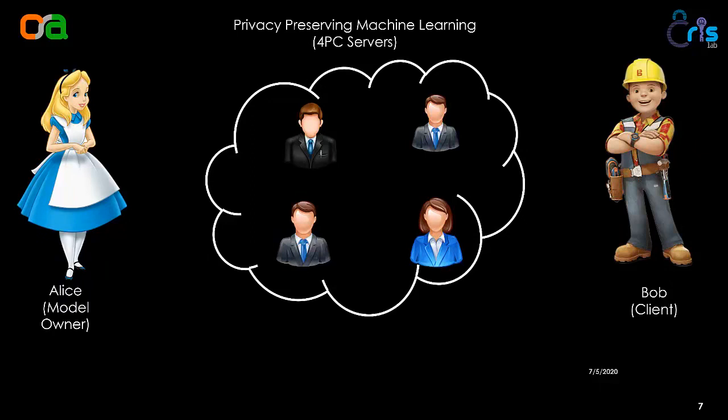Specifically in our setting, we looked at 4 servers in the cloud which interact with each other, which forms our MPC. And because we are in the honest majority setting, we can allow only one of the 4 servers to be corrupt.